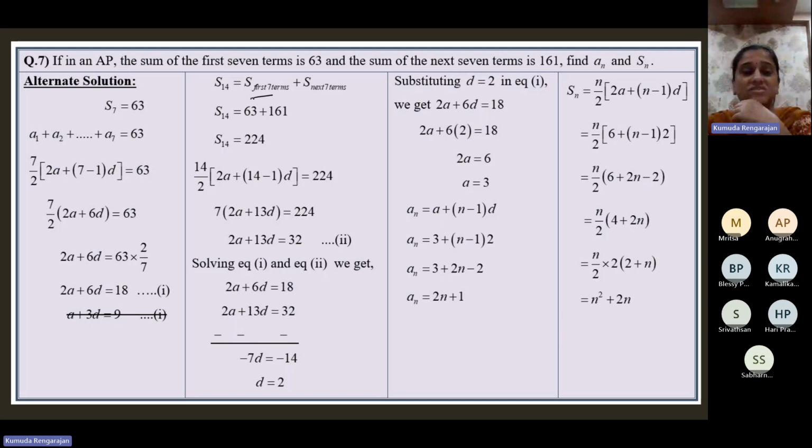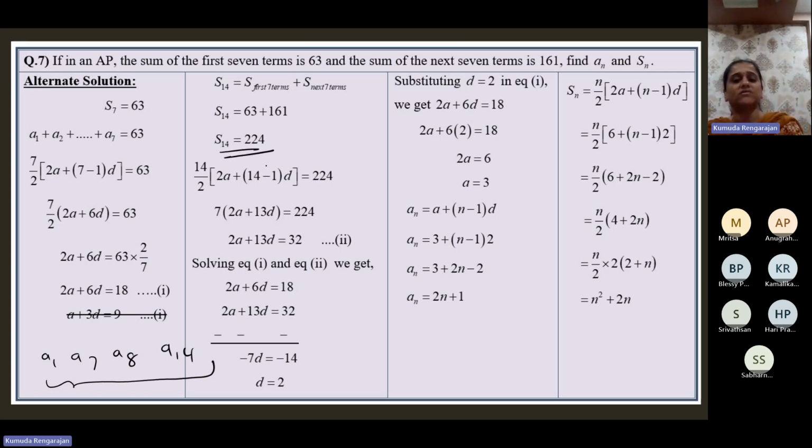The sum of the first 7 terms is 63, and the sum of the next 7 terms is 161. So the sum of the first 7 terms plus the sum of the next 7 terms. First 7 terms is what? From A1 to A7. Next 7 terms is from A8 to A14. So when you take both of them together, it will be the sum from A1 to A14. So S14. So S14 is equal to 224.